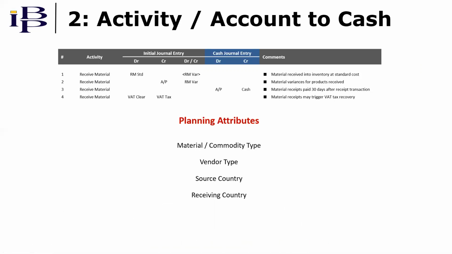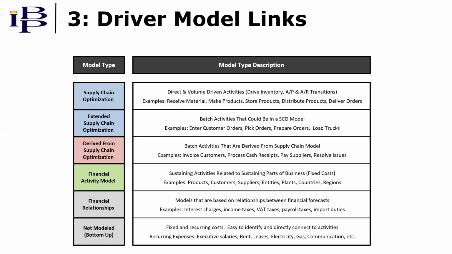So one of the things that's driving this, by the way, is that you really need to have really, really good master data. A lot of what's driving these rules are the planning attributes. So it could be the material or commodity type that you're using, the vendor type, the source country, the receiving country. There's a whole bunch of things that could drive these rules, but they're all driven off of analytical master data. And that's something to keep in mind.